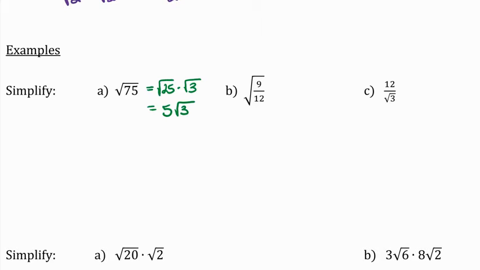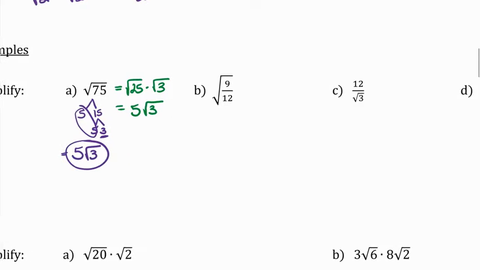Remember, you can do a factor tree of 75, and I could say, well, 75 is 5 times 15, and then 15 is 5 and 3. I've got this pair of 5s, which means a 5 gets to come out. The 3 is left by itself, so it has to stay in, right? So either way, we get an answer of 5 radical 3 for the simplified version of radical 75.